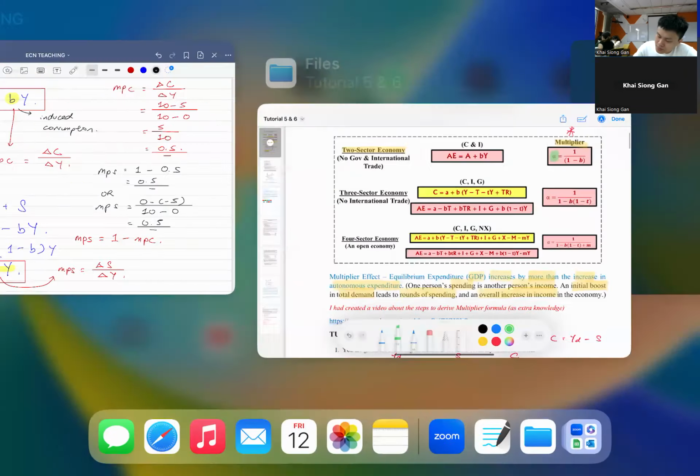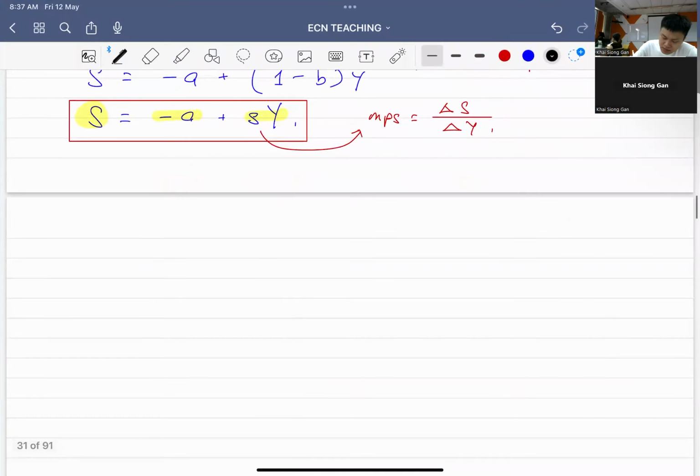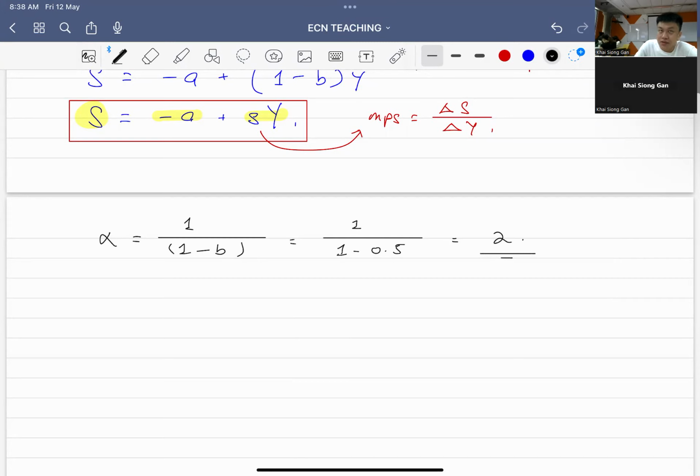So now, back to these contents, I can just write to calculate the multiplier. Multiplier equals 1 as a proportion of 1 minus b over here, and b is the marginal propensity to consume. So 1 divided by 1 minus 0.5, and then you get 2. So that's the multiplier effect, 2 times. That means when you pump in a certain amount of money, it will be multiplied by 2 times, for instance.